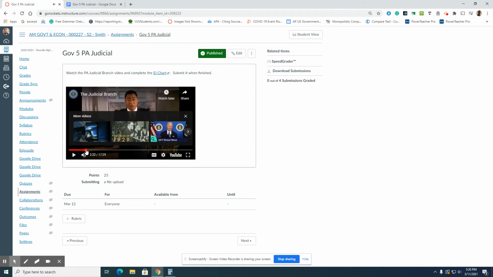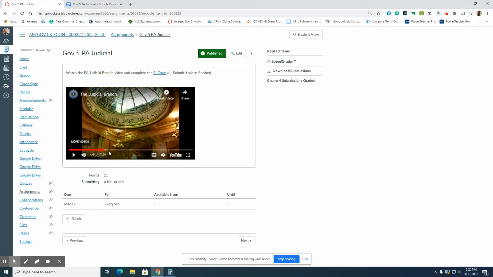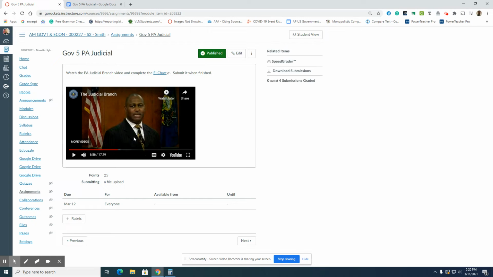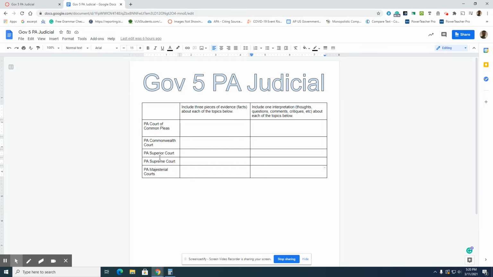It gives you a little bit of an overview, showing the judicial pyramid of the different parts. You don't have to write everything down right then, because as it goes through, it will introduce judges from each of the different parts of the court system that goes along with each of these parts of the table.